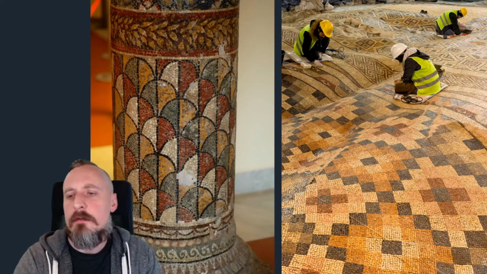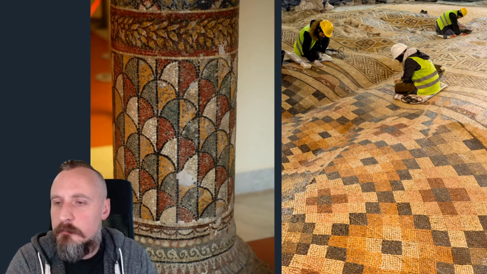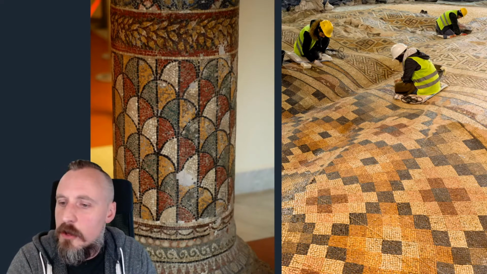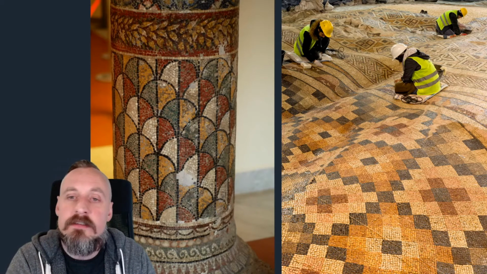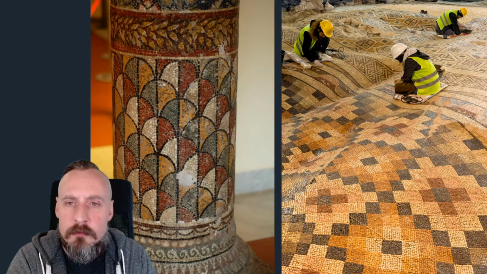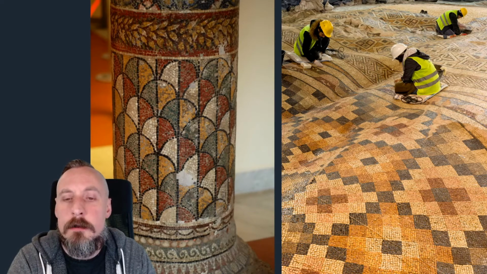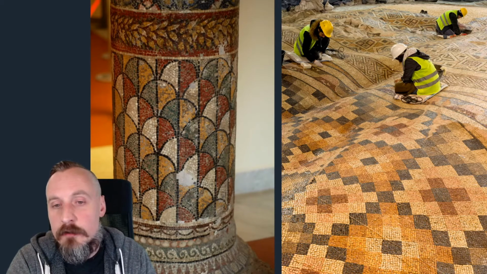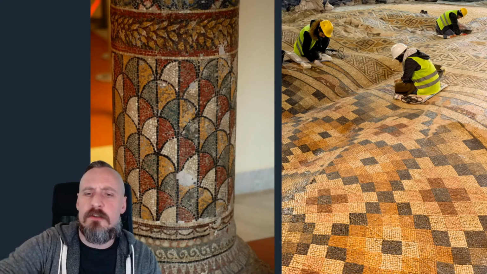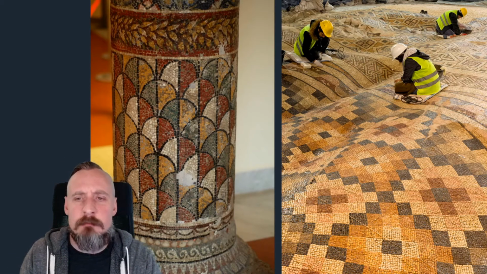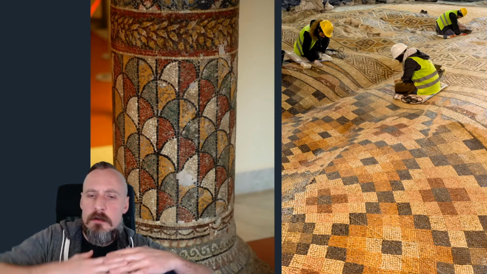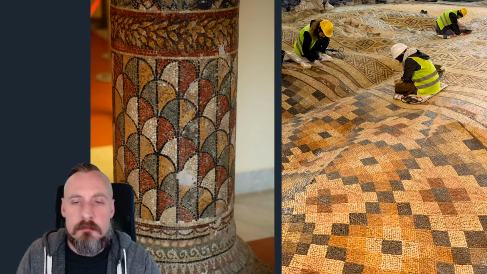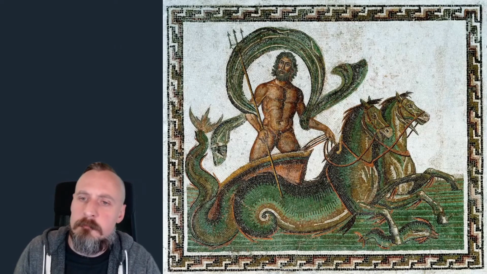On the left here, we have a column from Pompeii that has a simple motif mosaic on it. And on the right, here is a floor mosaic that was a very large floor in a simple geometric pattern. And you can see that it's wavy, and that's because the ground has changed over time, but the mosaic has just kind of waved with it like frozen glass, kind of.